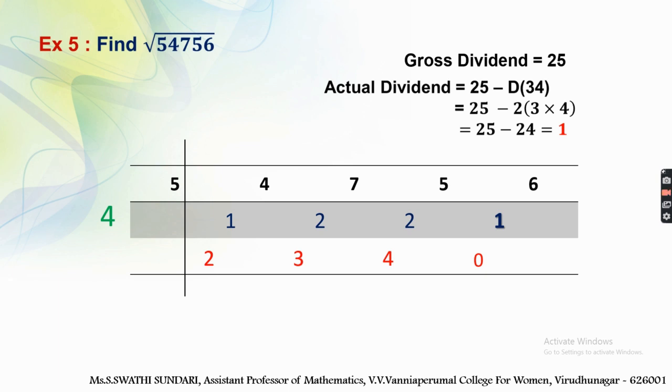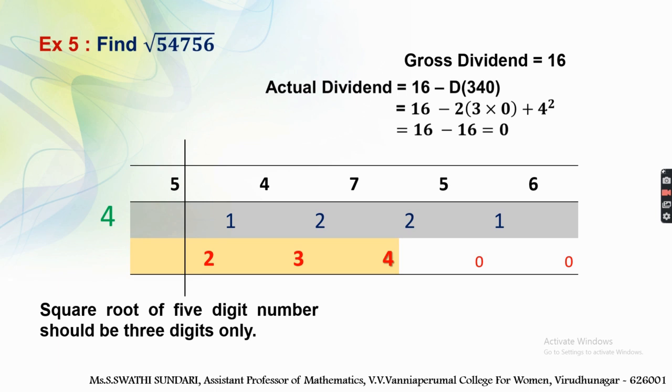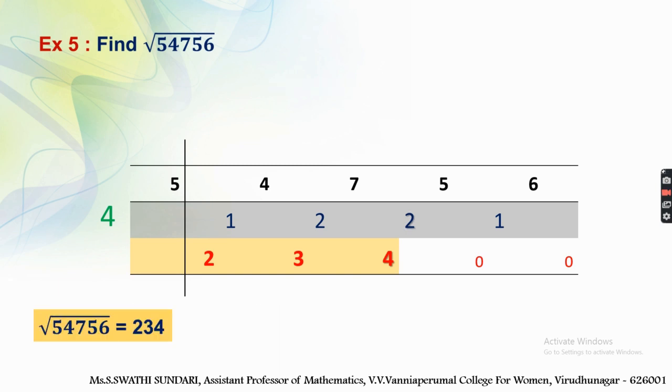Now our goal is completed to find the square root of 54,756. Also we have to check the answer. Here the gross dividend is 16 and the actual dividend is 16 minus duplex of 340. That is 16 minus 2 into 3 into 4 plus 4 squared, we get 0. So the square root of a 5 digit number should be 3 digits only. So the square root of 54,756 is 234.